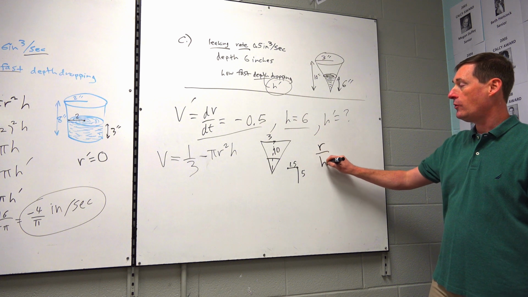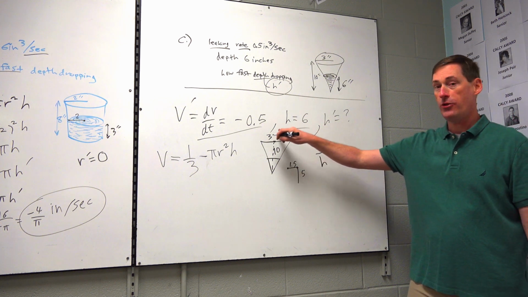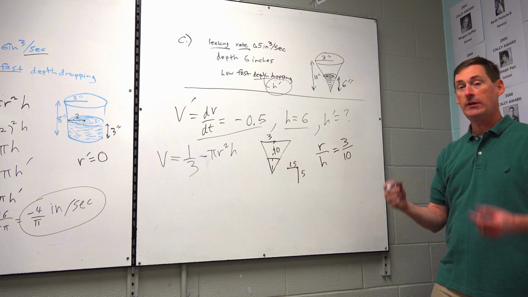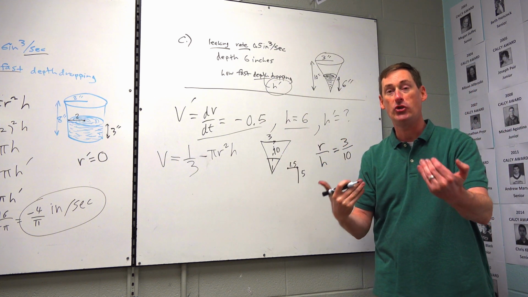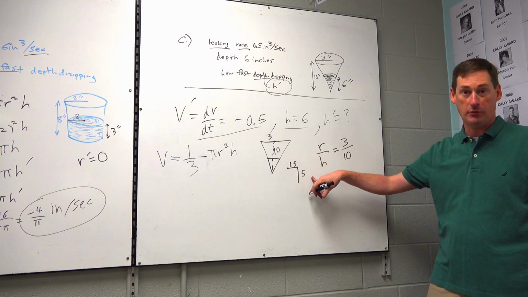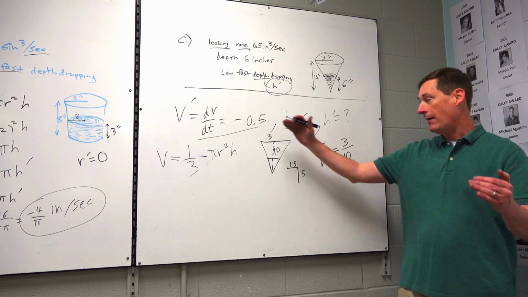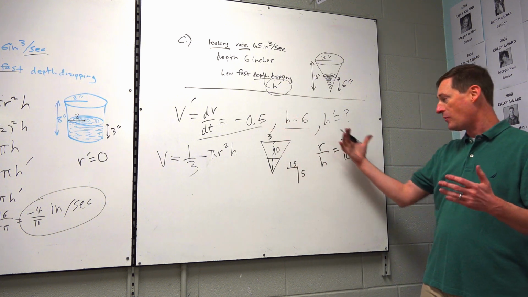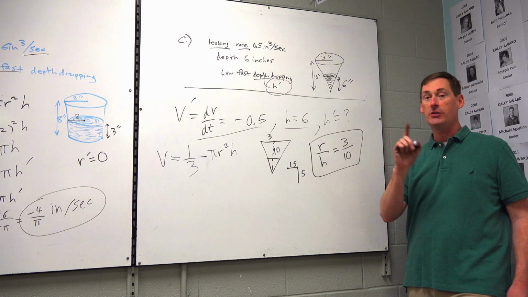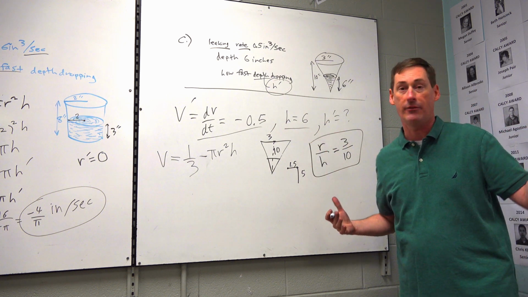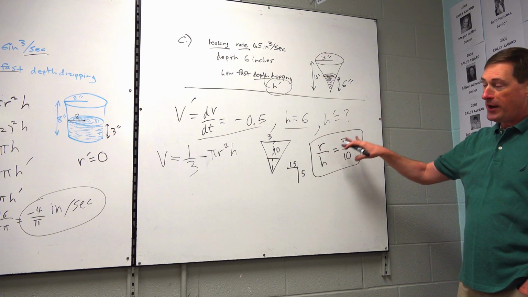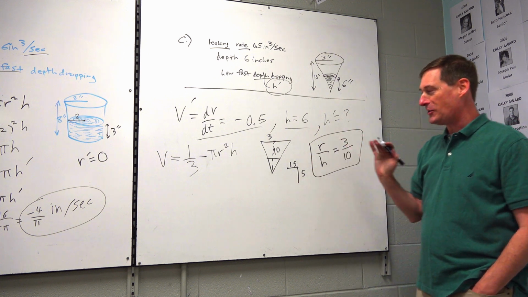Radius goes to height as 3 goes to 10. It will keep a 3/10 relationship all the way down. 1.5 out of 5 is also 3/10. Every time this thing diminishes, the radius and height have this relationship right here. And that's called similar triangles. That might be brand new if you never got to see that in Integrated 2. This is the only breakthrough that solves the cone problem. That's why it's a tricky problem.